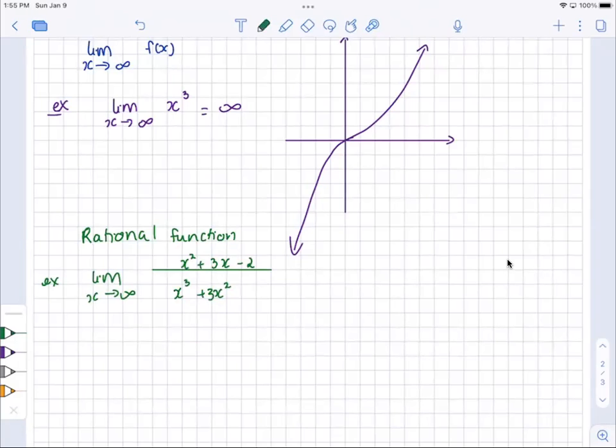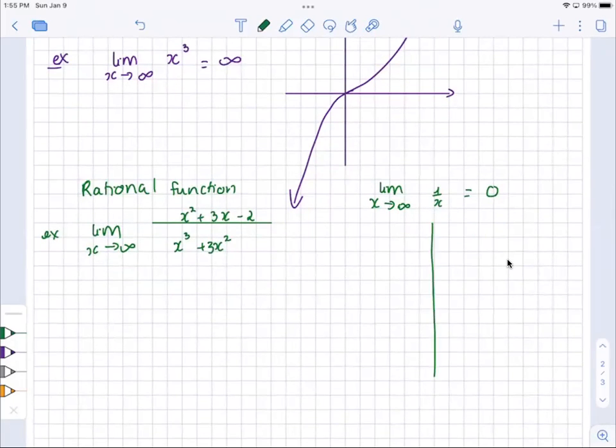Before we start this problem, you can ask yourself, what if I take the limit as x approaches infinity of 1 over x? In this case, if you put in a very large number for x, that means 1 over a very large number, so this approaches 0. Or you can think of it using a graph. Look at your graph here. The graph of 1 over x will look something like this.